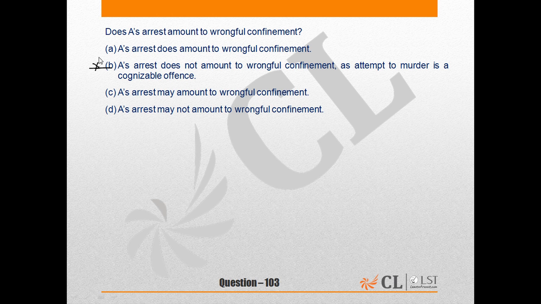So, from the facts, we could see that he was arrested and put within certain circumscribing limits. He was put in police custody at the local police station and he could not proceed beyond that particular area. This is clearly a wrongful confinement. So, therefore, A's arrest does amount to wrongful confinement.